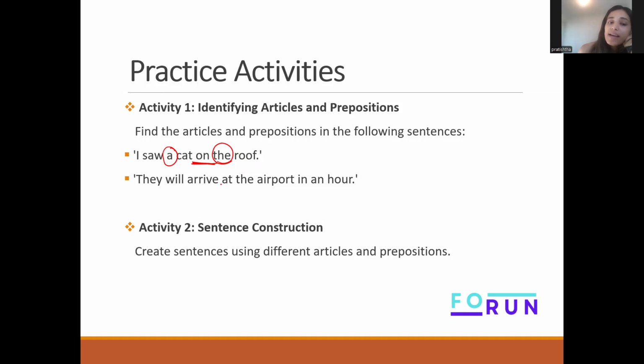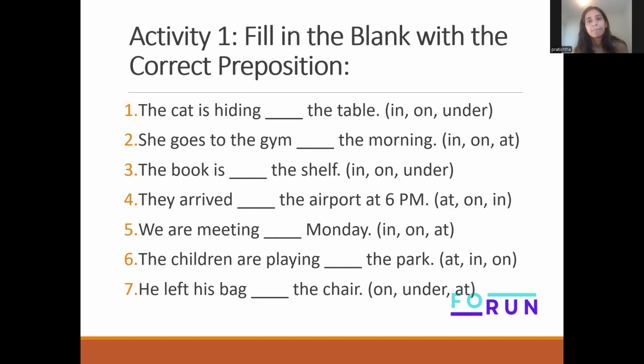They will arrive at the airport. "In" is a preposition. In an hour, preposition. And the articles are "the" airport and "an" hour. So what you can do is try to create more sentences by using articles and prepositions in a proper manner. Now let's look at some activities.